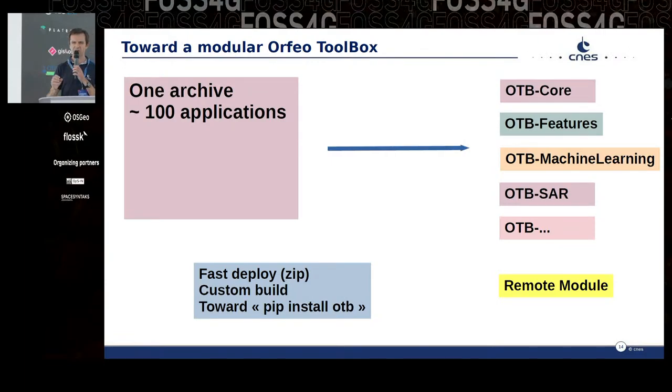The idea is that all of these modules will be deployed as easily as unzipping the archive in your directory, and you will immediately have access to the new applications. We will try to do the same for the remote modules, in a way that if a certain application or module is less used, we could put it as deprecated, or maybe as a remote module, and not give it the same maintenance. It can ease the maintenance and ease the build.